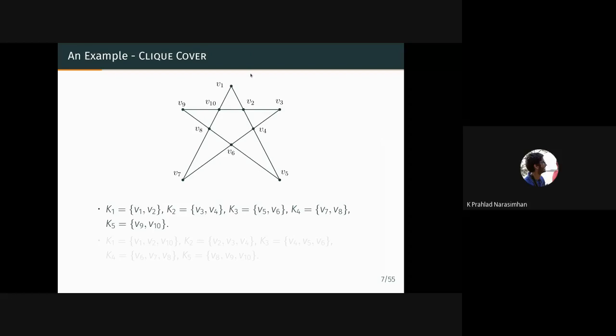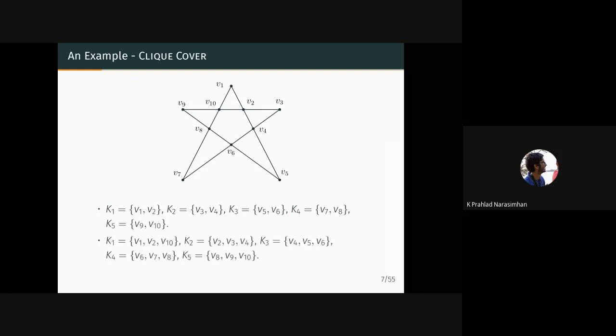Fine. Then I can point stuff out. So take V1, V2, V3, V4, V5, V6, V7, V8, V9, V10. All of these are cliques, because an edge is a clique. And you can see that this covers all 10 vertices, right? 1, 2, 3, 4, up to 10, everything's there. So this is the first thing.